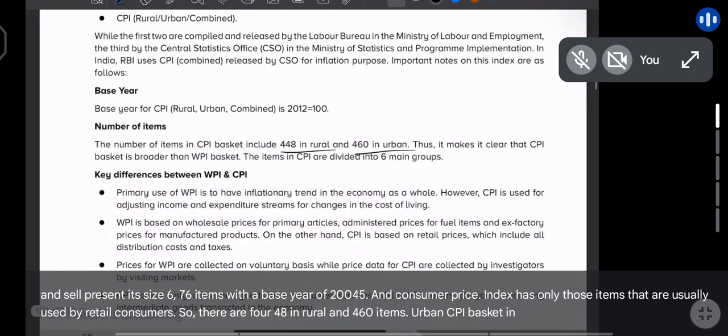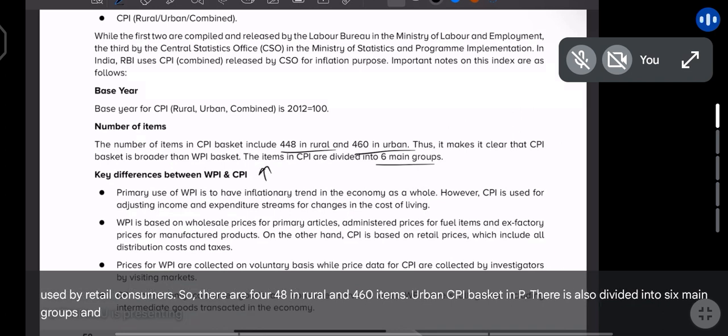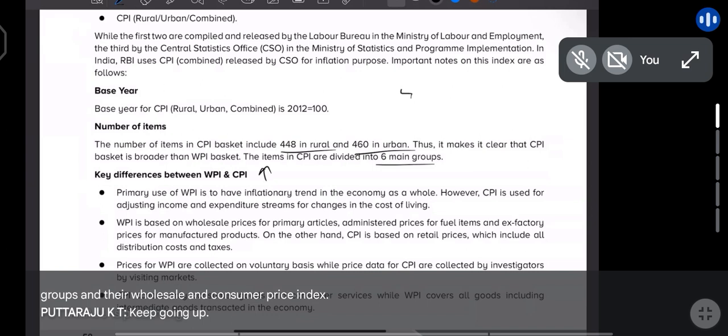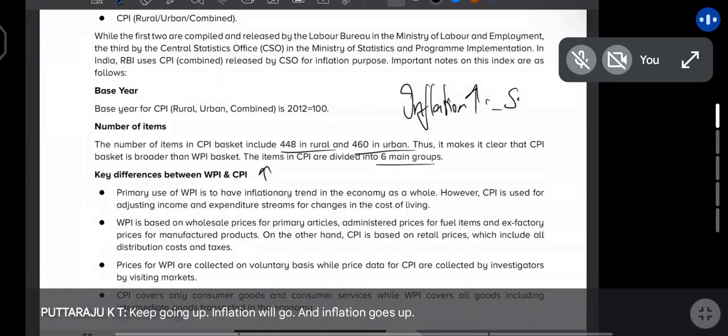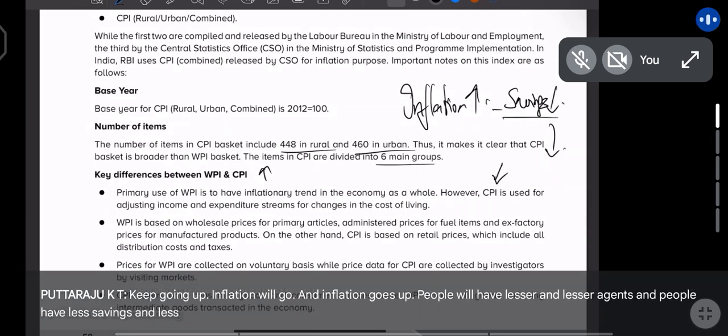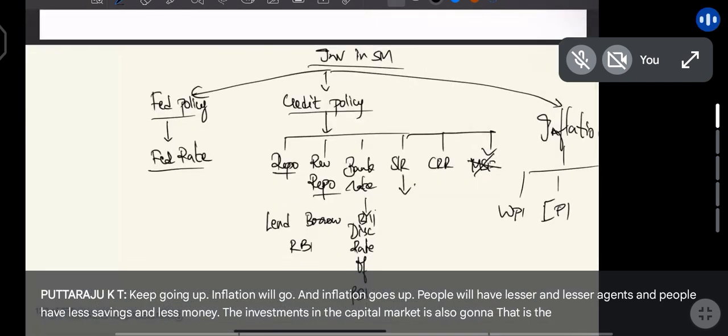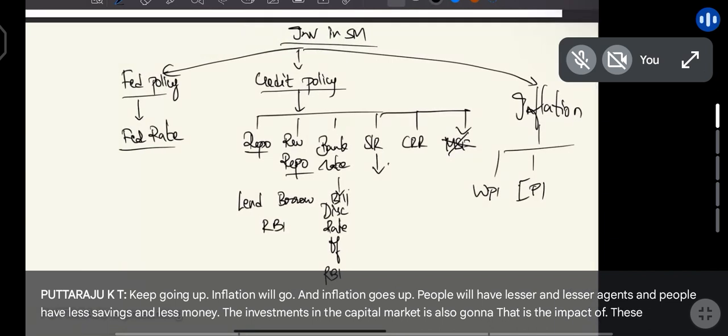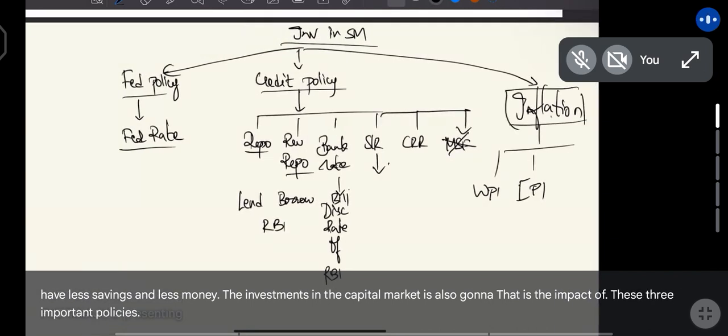CPI is also divided into 6 main groups, and if wholesale and consumer price index keep going up, inflation will go up, and if inflation goes up, people will have lesser and lesser savings. When people have less savings and less money, the investments in the capital market are also going to go down. That is the impact of these three important policies which affect the investors and investment in the securities.